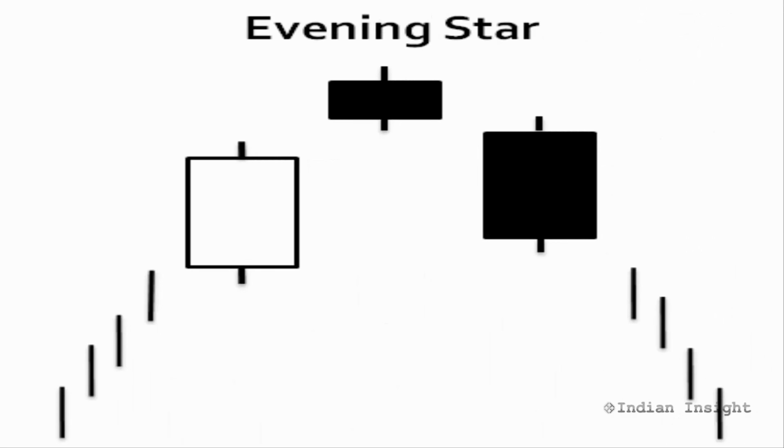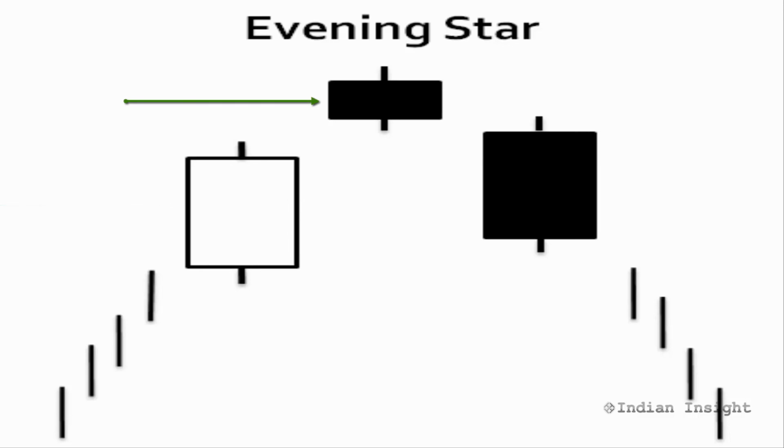The final reversal patterns we'll look at are the evening and morning stars. Now the evening and morning stars are both 3-day reversal patterns that are just opposite to each other. An evening star is a bearish reversal pattern. The first day of this pattern is a bullish white candlestick signifying the uptrend in full force.